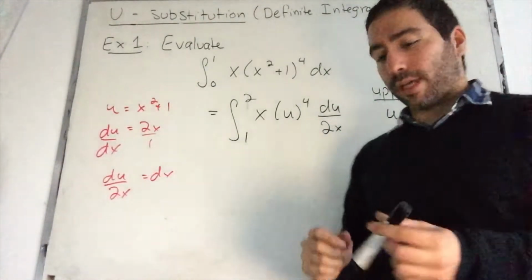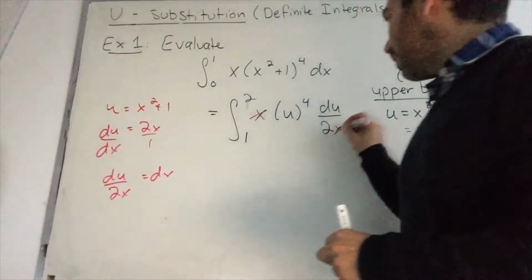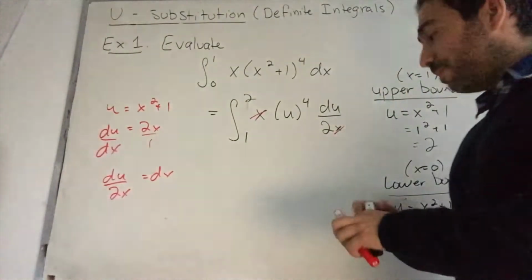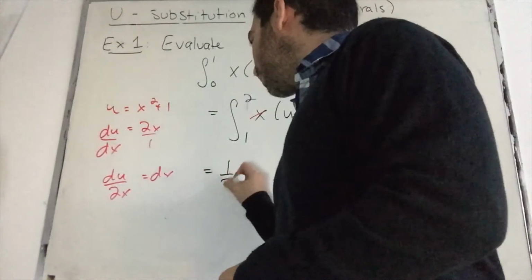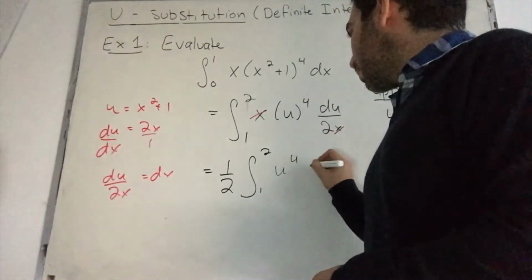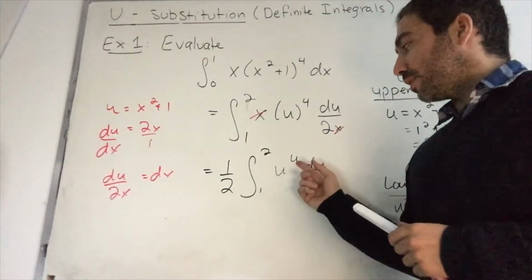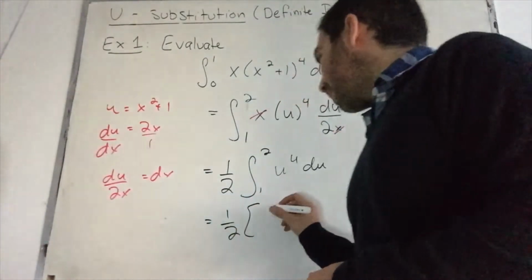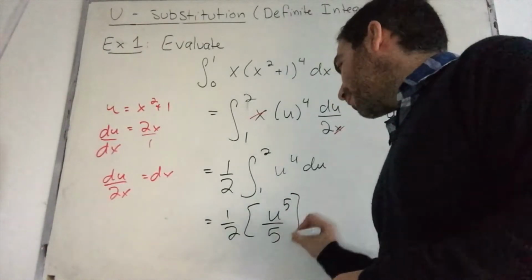This is where we have to go ahead and simplify. Thankfully, the x's cancel, leaving us with an integral expressed solely in terms of u, which is what we need. The 1/2, let's pull it out, and we're left with just 1/2 integral from 1 to 2 of u to the 4 du, which is easy to do. We use power rule, so we add 1 to the exponent and divide by that value, giving us a 1/2. And we get u to the 5 over 5.